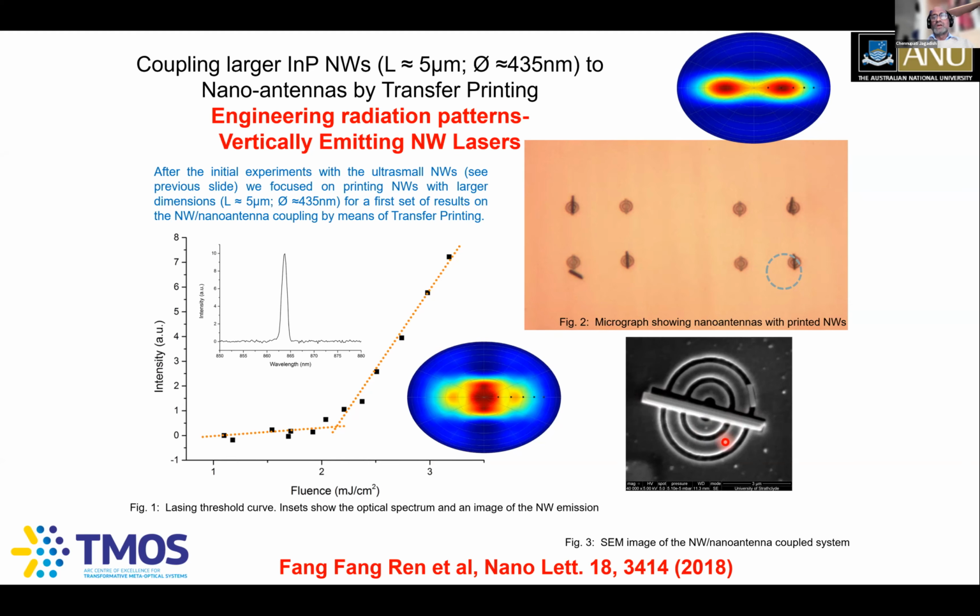When you do not have any nano antenna, as I told you, light is coming from both ends of the nanowire, like here, because the nanowire acts like a Fabry-Perot cavity. But once you've got a nano antenna, light gets directed, and suddenly light is coming from the vertical direction in the middle of the nanowire. You can see again the threshold-like behavior and narrow line width, showing that by combining the nanowires and nano antennas, we're able to create vertical emitting nanowire lasers.